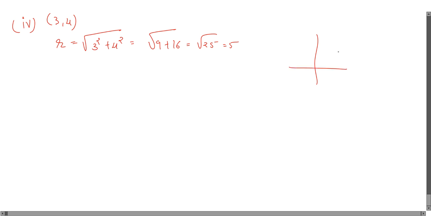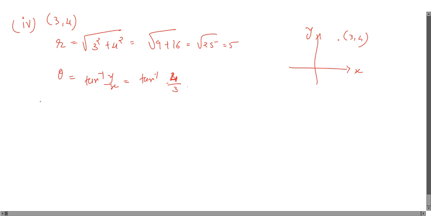Let's take the point (3, 4). I am taking the simpler one, so you can directly evaluate. r is equal to the square root of 3 squared plus 4 squared, that is the square root of 9 plus 16, so it is the square root of 25, which is 5. And the point is already in the first quadrant, that is (3, 4) is here, so there is no need to think about the angle theta. That is, theta is tan inverse of y by x, that is tan inverse of 4 by 3.